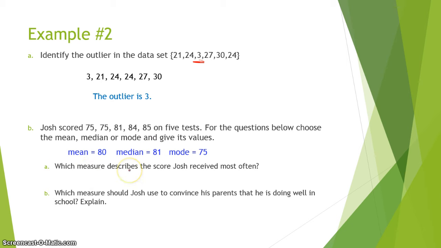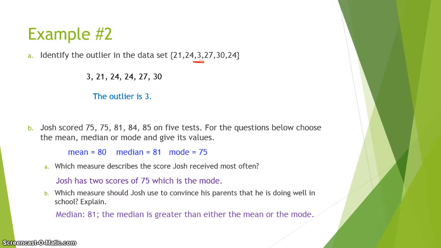Which measure describes the score Josh received most often? Well, the most often would be the mode. So Josh has 2 scores of 75, and that represents the mode. So that would be your answer. The next question, which measure should Josh use to convince his parents he is doing well in school? So which score is actually the best that he would want to show his parents? And that would be the median, because that's the highest value. So the median, because the median is greater than either the mean or the mode.